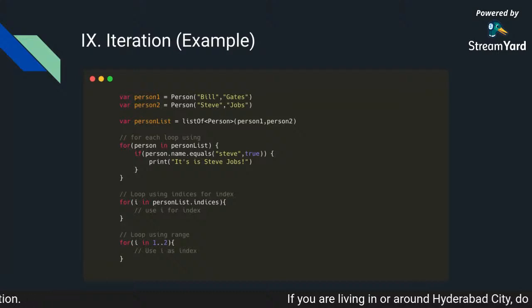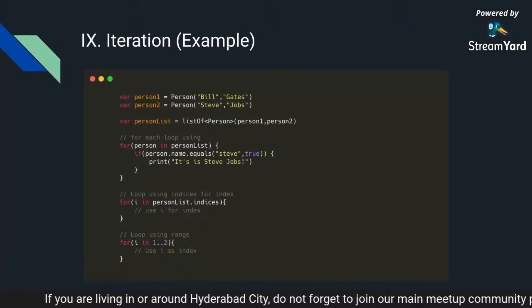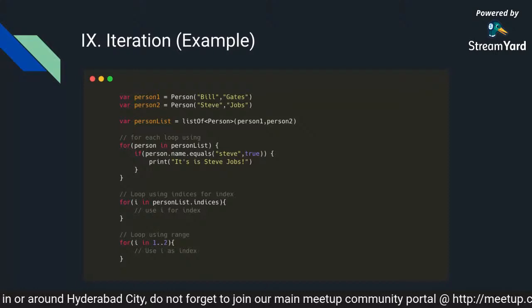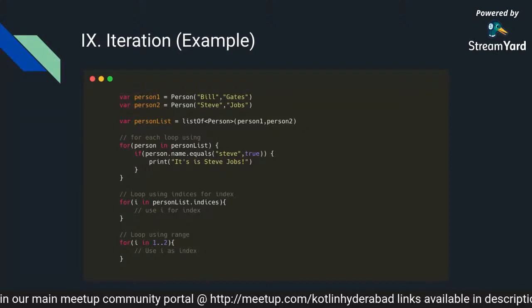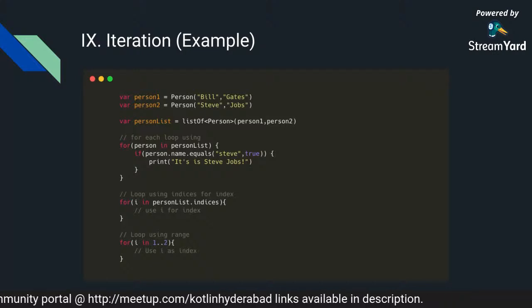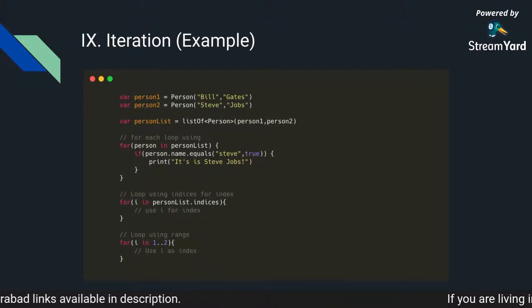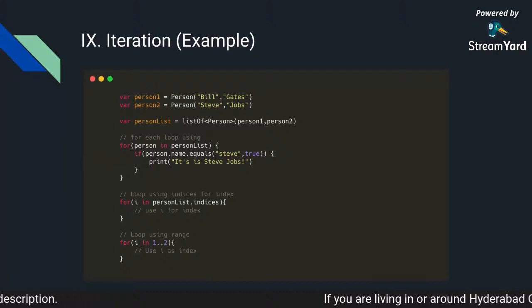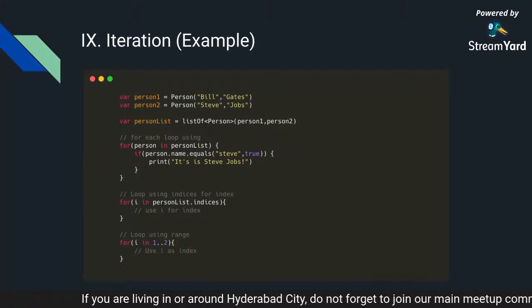In the next example, we are going to go through indices. If you want to access the index, you do that in a for loop again, and you say "i in personList.indices". That's how you access the index of a certain list and then iterate through that. And what are you going to do with this index? You're probably going to access that object inside that list with the given index.